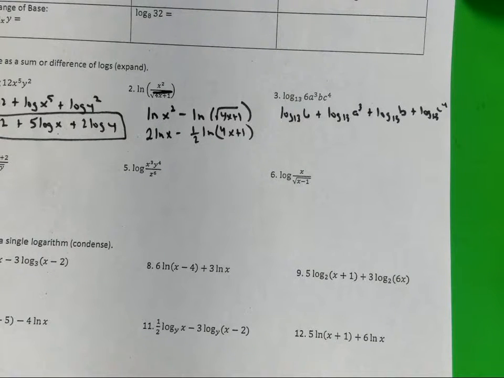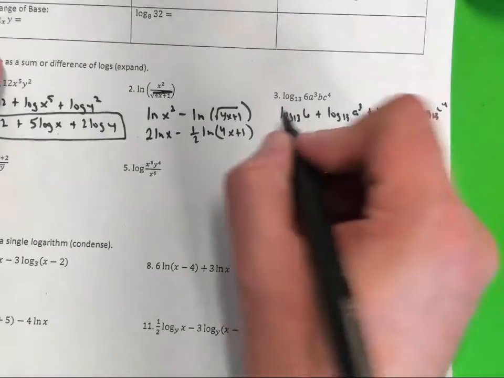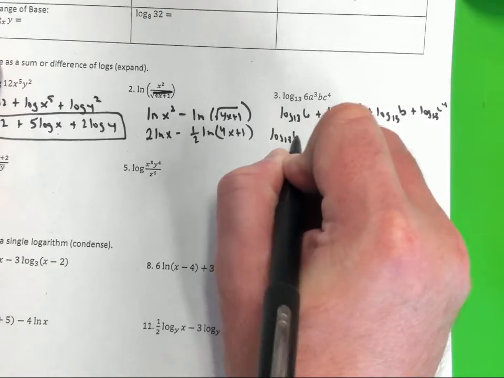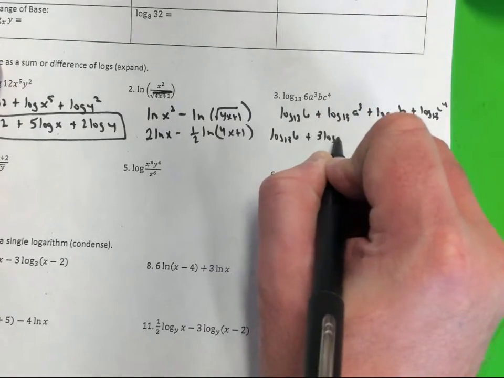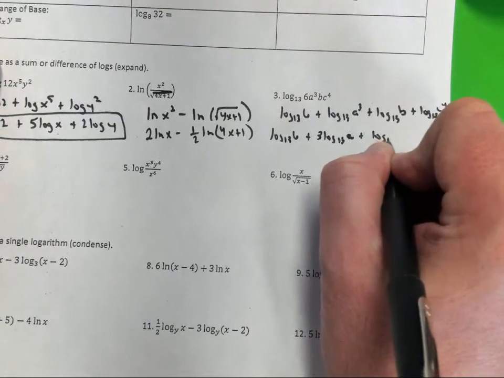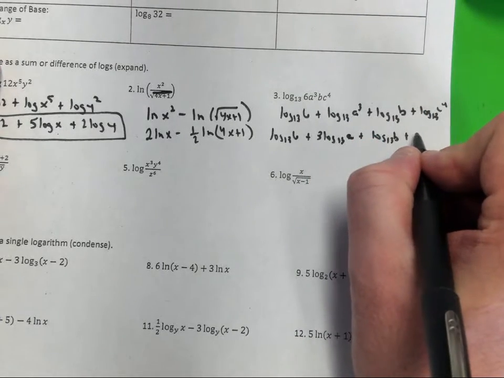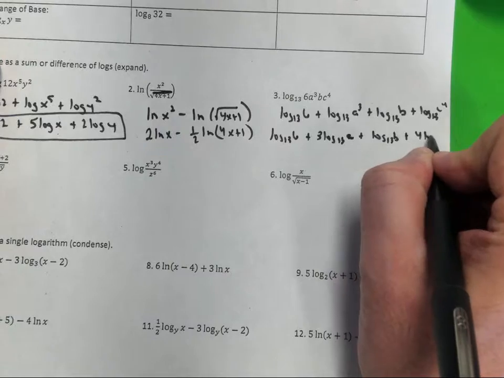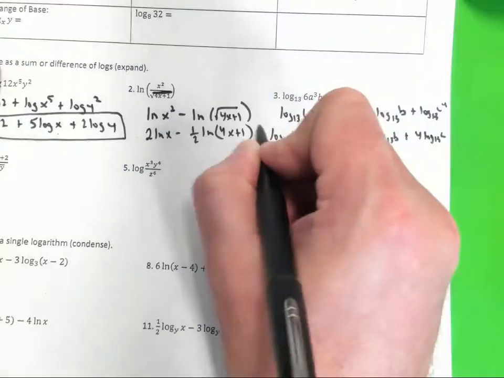Now I need to do some power to power on this. So log base 13 of 6 plus 3 log base 13 of a plus log base 13 of b plus 4 log base 13 of c. That would be my answer.